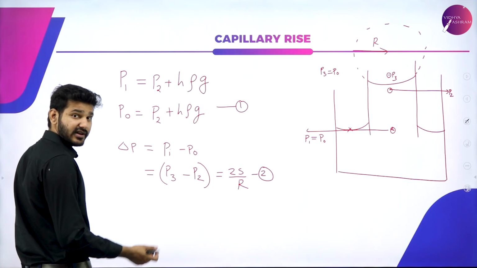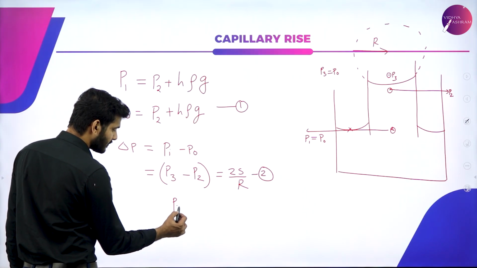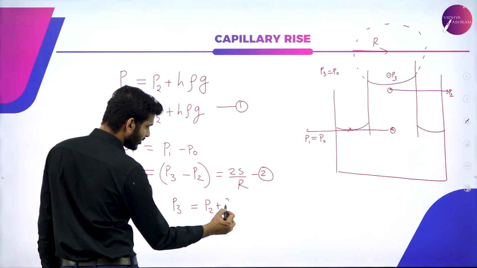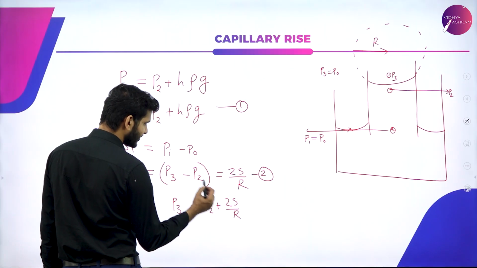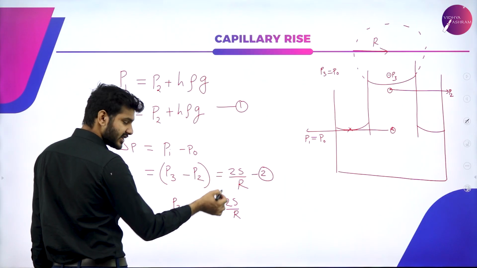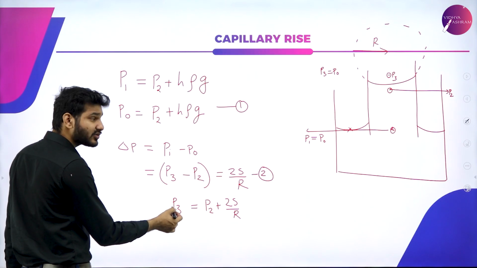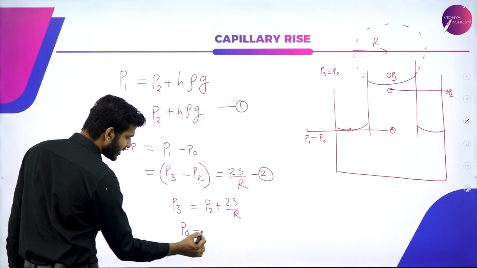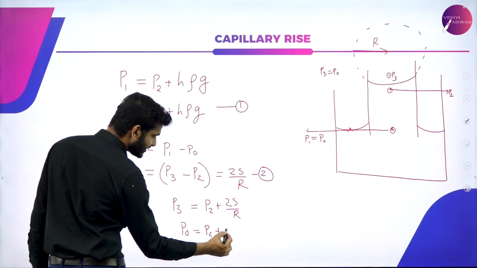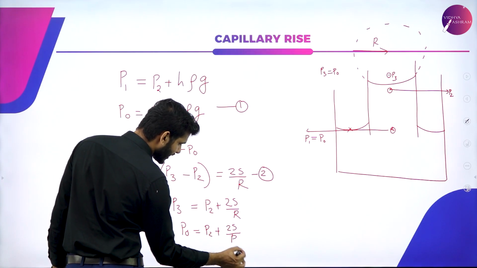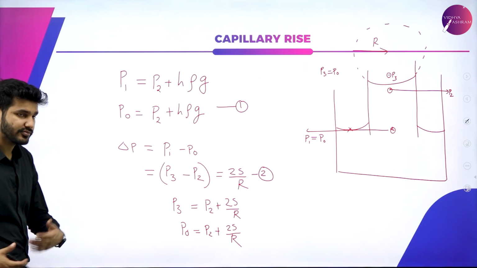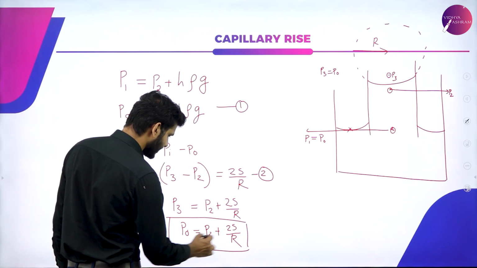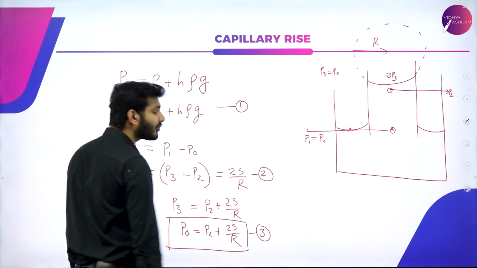So again, if I rearrange this equation, P3 will be equal to P2 plus 2S divided by R, just taking P2 to the other side. And again, P3 is actually equal to P0, or simply P outside. So P outside will be equal to P2 plus 2S divided by R. So again, we have one more equation. Keep this in mind. Let's name it equation number 3.